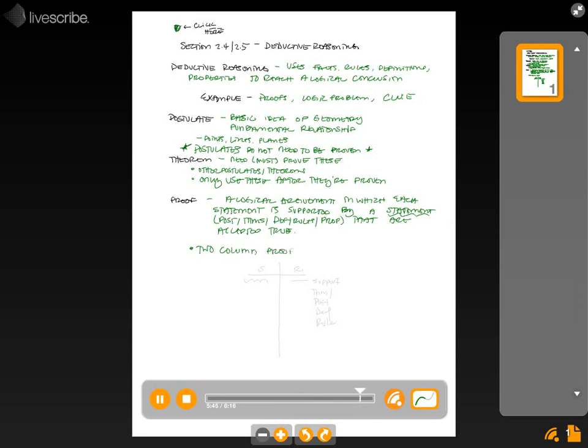Alright, and it's just what it sounds. You have two columns, statement column and a reason column, and then we make a statement over here, and it's supported by either a theorem, another theorem, or a postulate, or a definition, or a rule, something that we already know that's true, that we've proven true, or we accept to be true. Alright, and those are your vocabulary words for section 2.4 and 2.5.